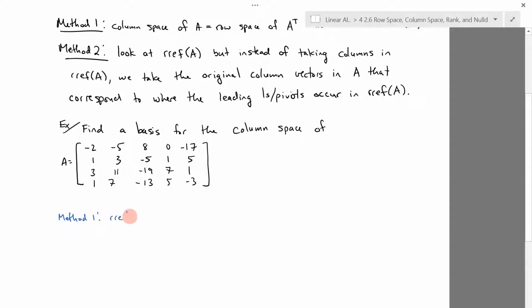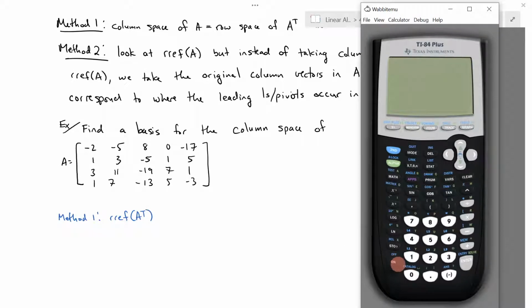Which is to look at the row reduced echelon form of A transpose. So this is the same matrix from the previous example, right? So I can just use the same matrix from before. So I'm trying to calculate the row reduced echelon form of A. Oops, not A inverse, I want A transpose.